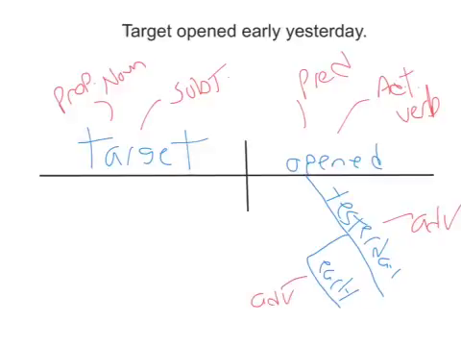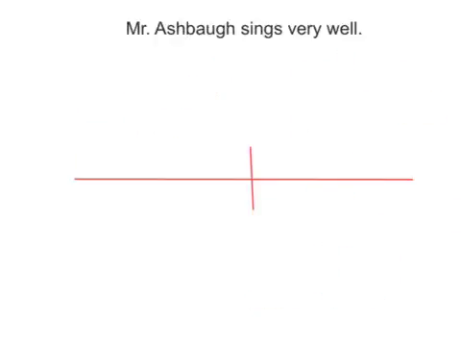Some people may say that you could put the early off of opened as well, and I guess you could argue that it's just describing when it opened early, but early is actually modifying yesterday in the sense of how it's being read. So that's why this would be the correct way to do it.